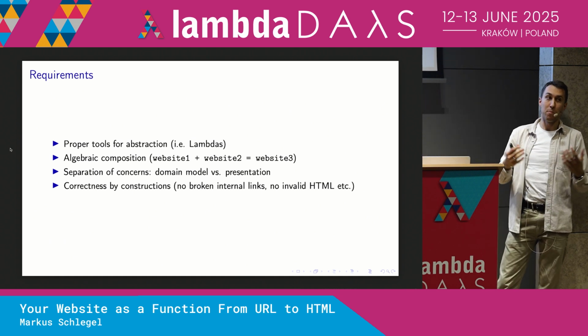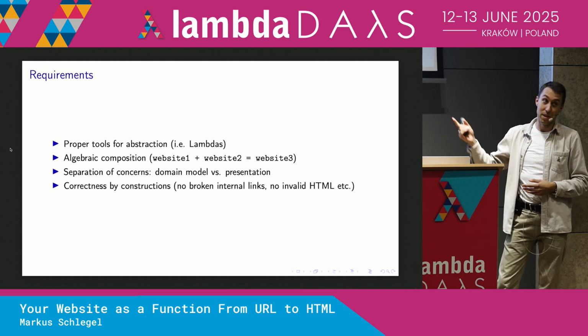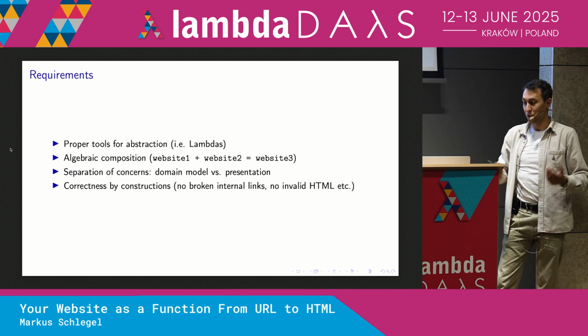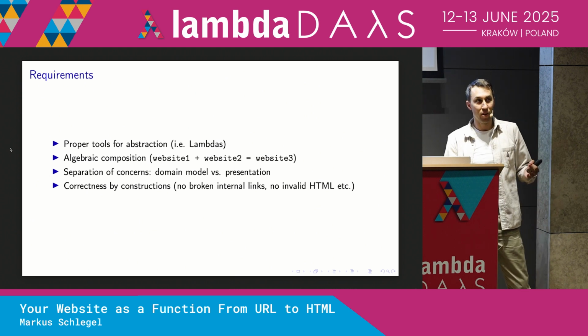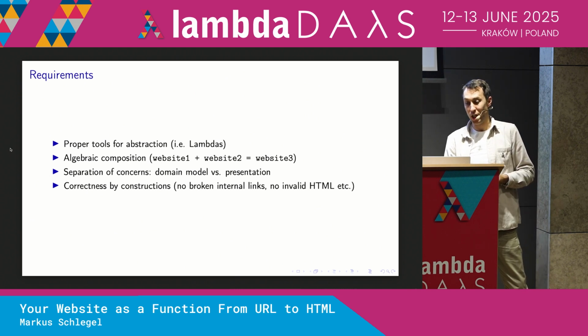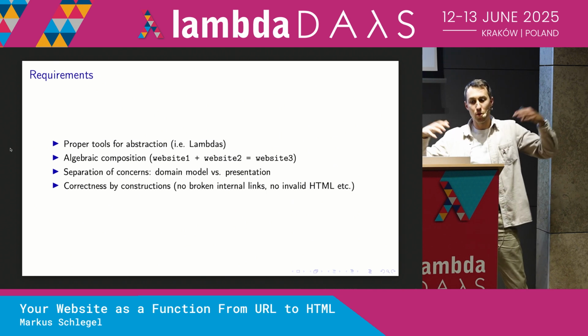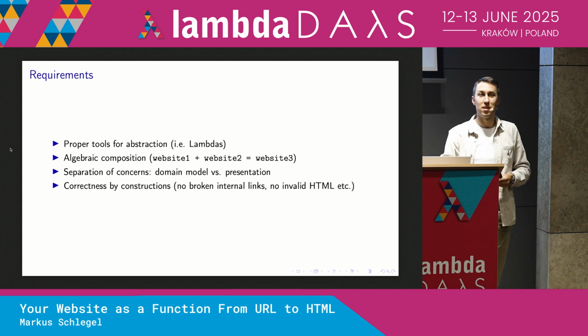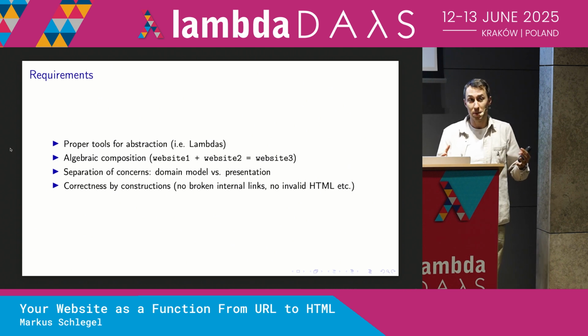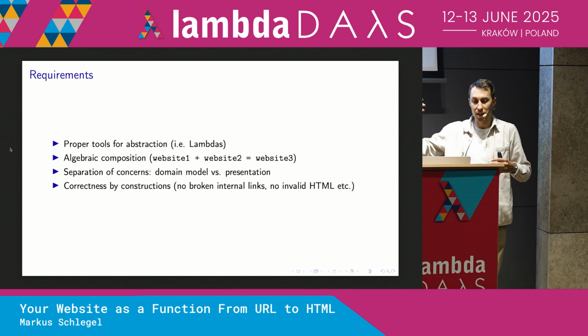So I wanted to have proper tools for abstraction, something like lambdas, right? So we are functional programmers. Our one tool for abstraction is the Lambda, and all of these static site generators, like Jekyll, well, they have some kind of abstraction mechanisms at some level, but overall, in the end, they all deal with files and folders still, and it's harder to implement a Lambda in terms of a folder. Also, I want to have algebraic composition, so I want to build larger websites from smaller websites, and again compose them to form ever larger websites.